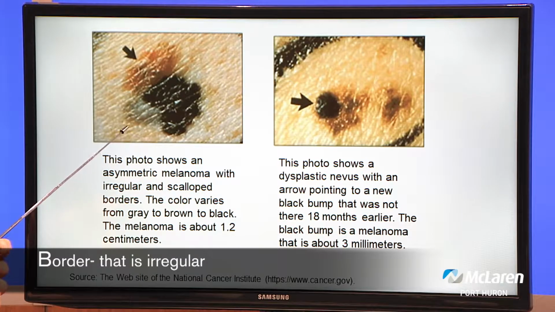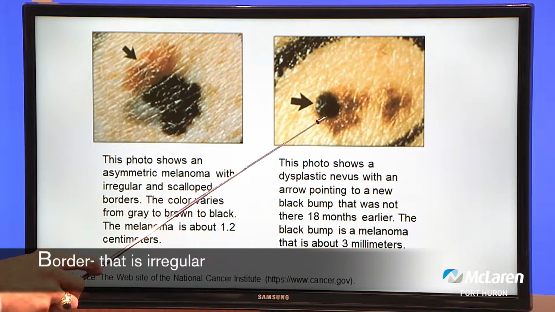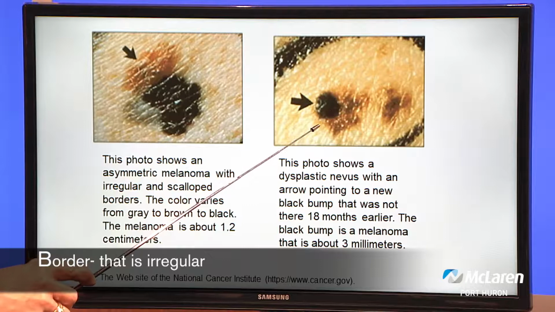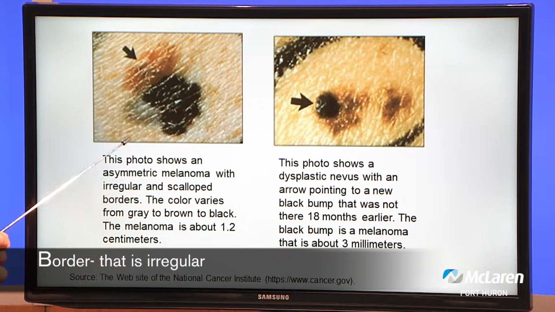B stands for border. In most moles, and this is a mole that melanoma developed in, but most moles, the border is nice and smooth. It's either oval or round shaped. Here you can see that there are notches and blurred edges, so this border is not regular.